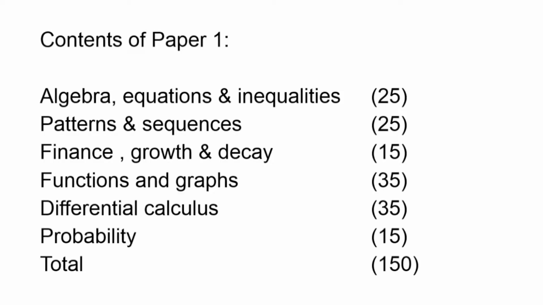This is the mark breakdown. Important things: there are 150 marks, and this is your mark breakdown for each section. Just take note of the sections that count a lot. We have 25 marks for algebra, equations and inequalities, 25 for patterns and sequences, 15 for finance, growth and decay, 35, which is a lot, for functions and graphs, another 35 for differential calculus, and 15 for probability. All this totals 150.